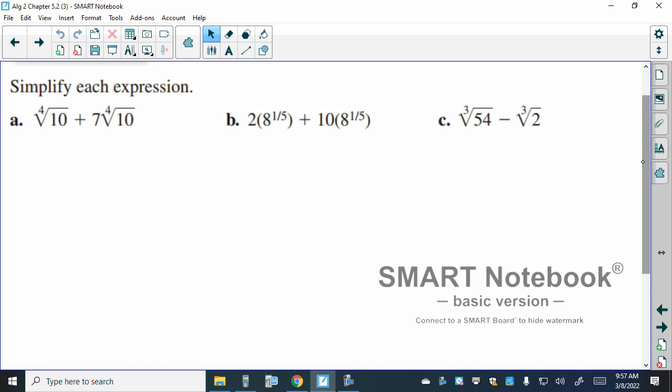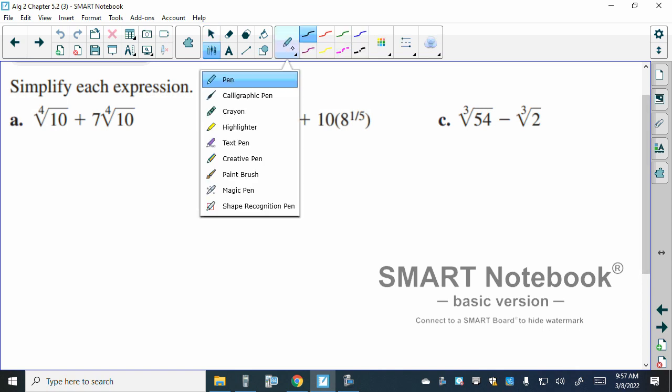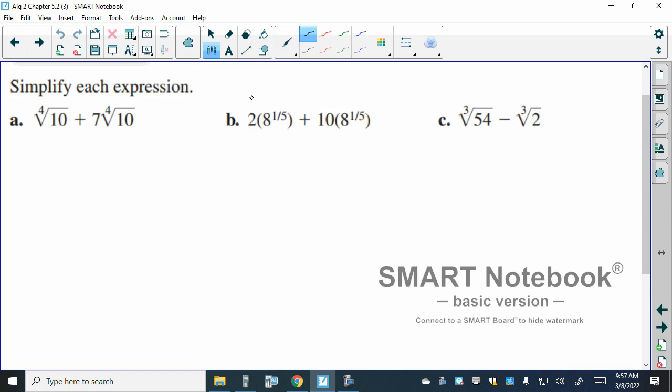So when we look at this first one here, where we have the fourth root of 10 plus 7 times the fourth root of 10, well, the fourth root of 10 is the same in both, yes? So realistically, what we can say is that I have one of them, and I add 7 to it, so I have a total of 8 fourth roots of 10.